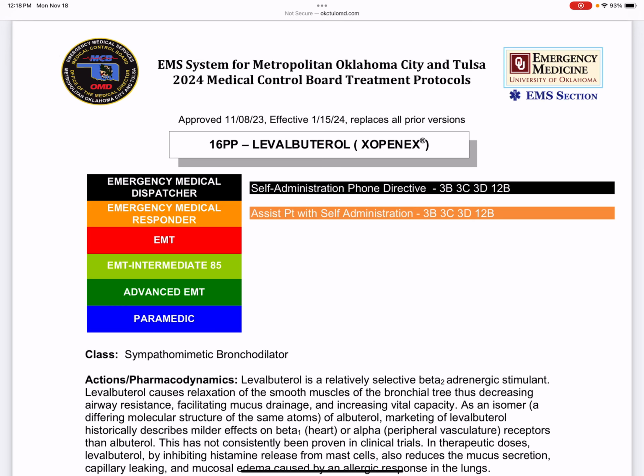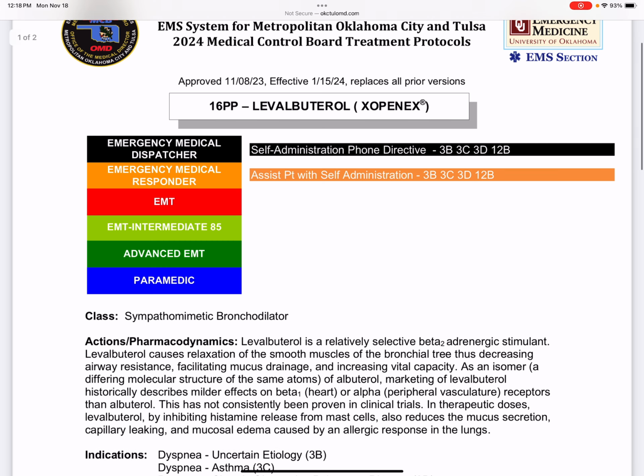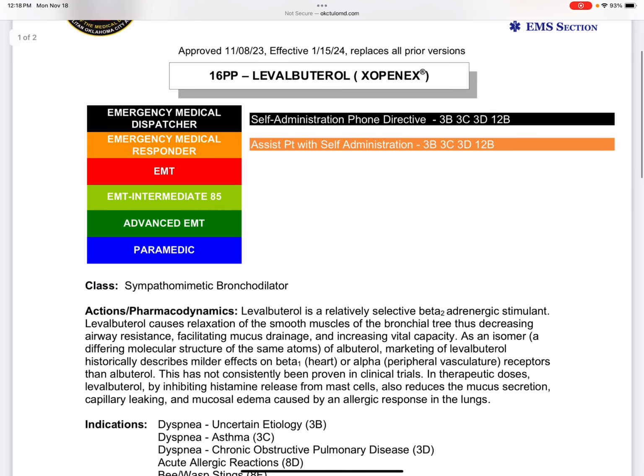Okay, so we're going to go over levalbuterol, section 16 PP. This will be used whenever we have an albuterol shortage or we don't have albuterol for whatever reason. We've run into this a couple times within the last couple years, so just something important to know. It works pretty similar to albuterol. There's a couple differences, but we'll go over that here in just a second.